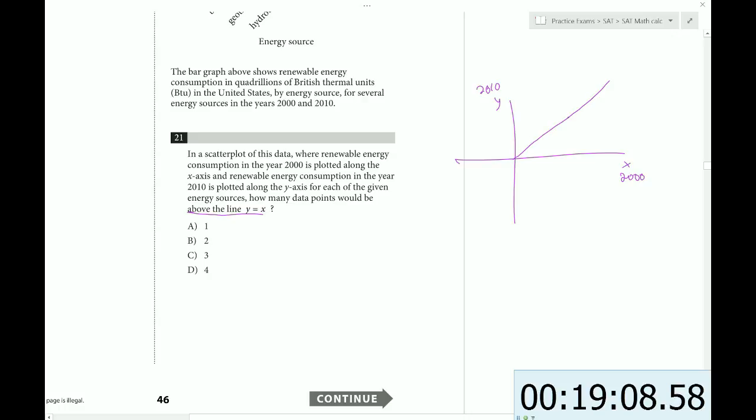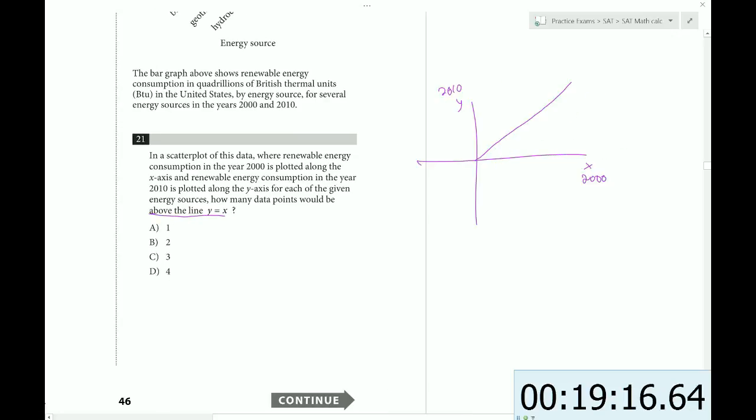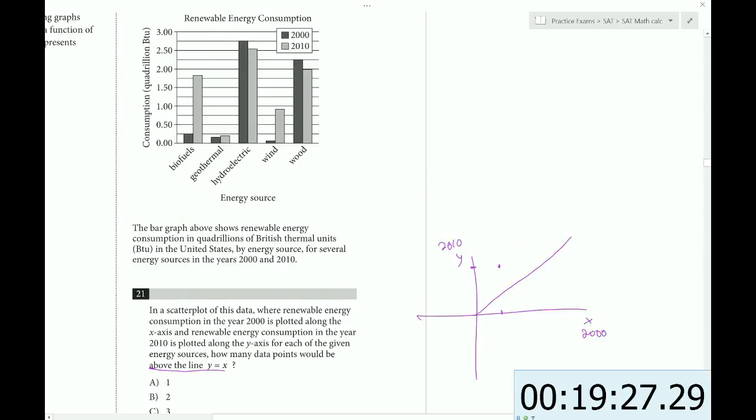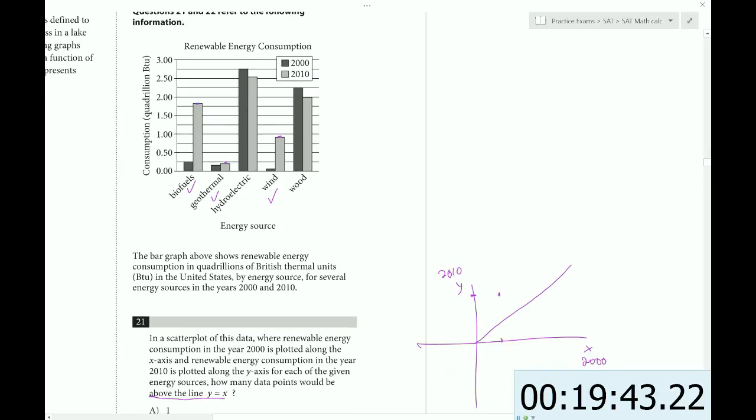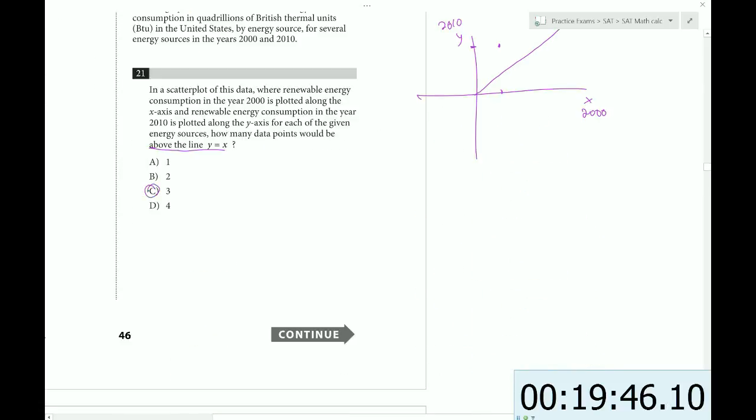So the line y equals x represents the times when these values are equal, right? When 2000 and 2010 values for energy consumption are equal. So if we're above the line, that means that the 2010 value is larger than the 2000 value. Okay, so that's what we want to find. For how many is the 2010 value larger than the 2000? So that's certainly true for wind and geothermal and biofuels. So it seems that there are 3 for which the light gray is taller than the dark gray. So I would say answer choice C.